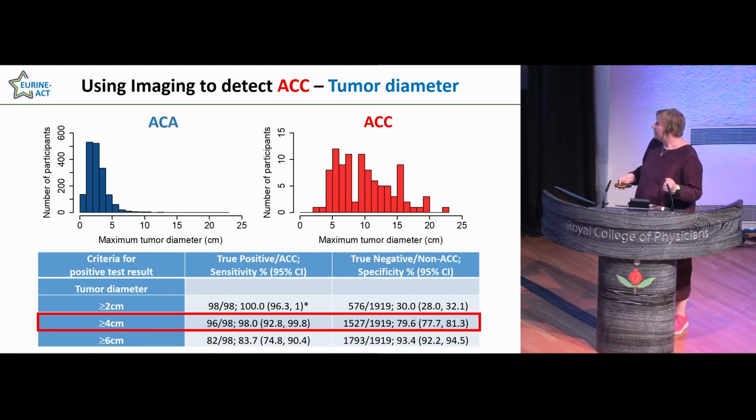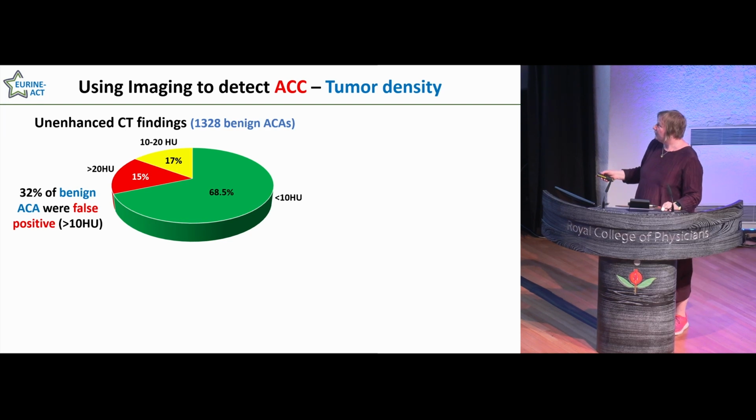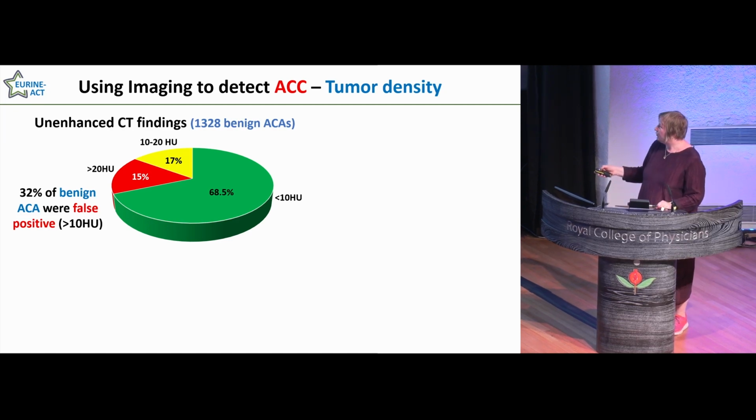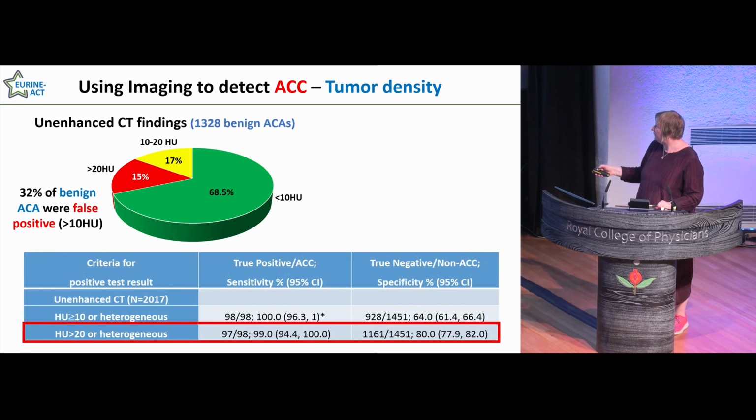So the second criterion that's commonly used is tumor density or tumor attenuation, measured in Hounsfield units on non-contrast CT. And if you apply the conventional cutoff of 10 that was previously always used, then 30% of the patients with benign tumors actually have imaging suspicious of carcinoma. Yeah, that means that a huge number of patients would then undergo surgery without a real necessity.